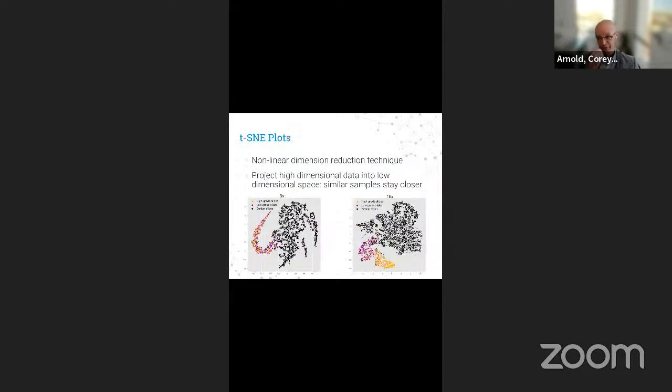Again, we can look at other ways to visualize the data like t-SNE plots. For those who don't know, it's just a nonlinear dimension reduction technique with the goal of projecting high dimensional data into low dimensional space, such that your similar samples stay closer together. So on the lower left here at 5x, you can see we actually get good separation between our benign tiles in black and our high grade and our low grade tiles. So that's kind of expected.